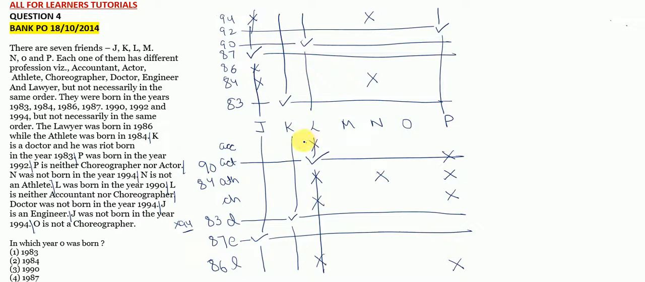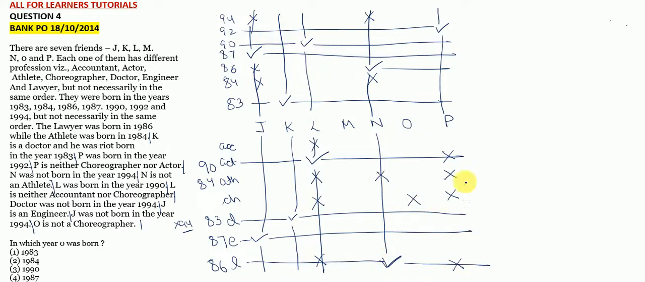O is not a choreographer. Now, let's see what we have left. N is not born in 83, not born in 84. So what is left is only 86. So N is born in 86. If N is born in 86, that means N is a lawyer. Clearly, N is a lawyer.